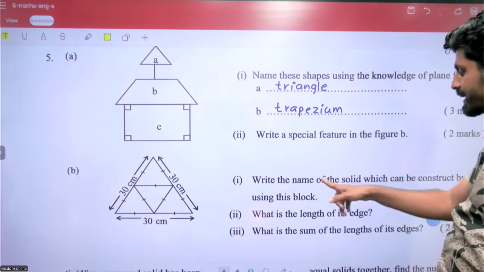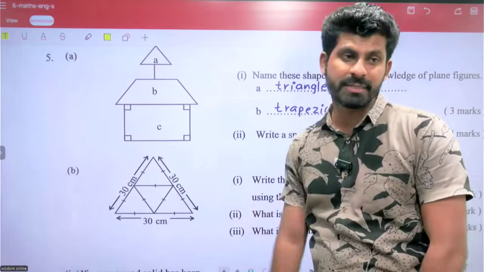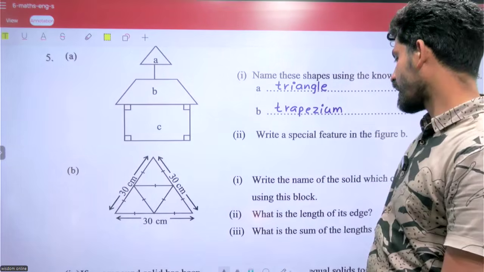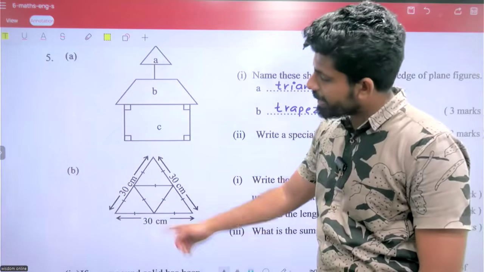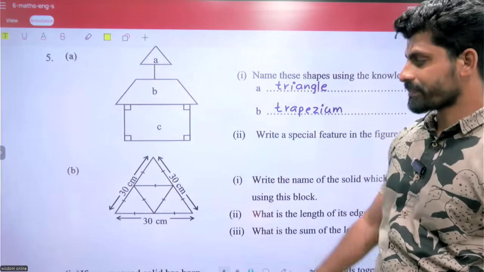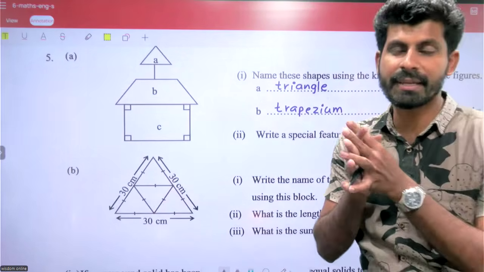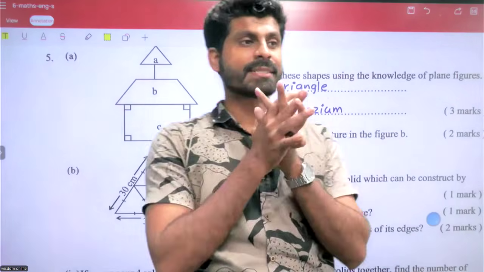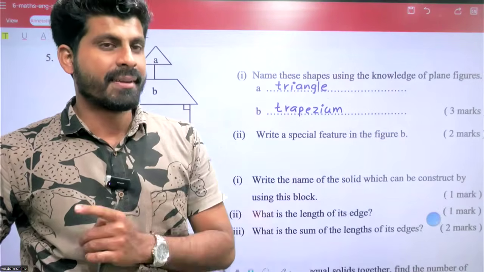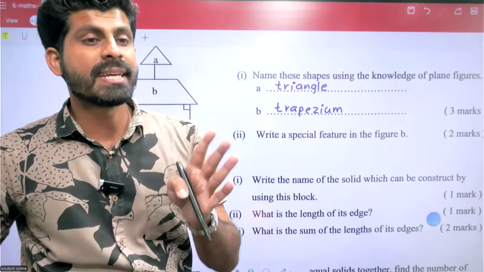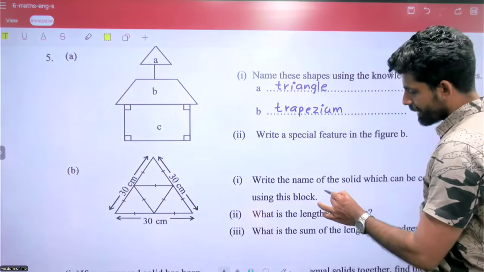Write the name of the solid which can be constructed by using this block. Using this block. What is that one? 1, 2, 3, 4. 4 triangular faces are there. There are 4 triangular faces. So what is the name of that figure? So what is the name of the solid shape? Regular tetrahedron, right?